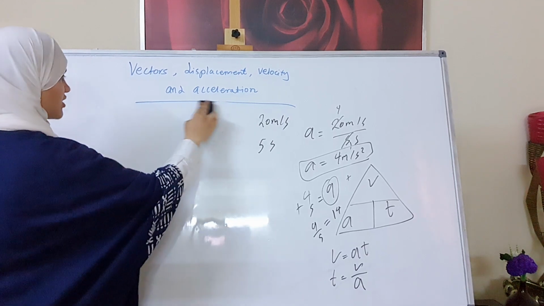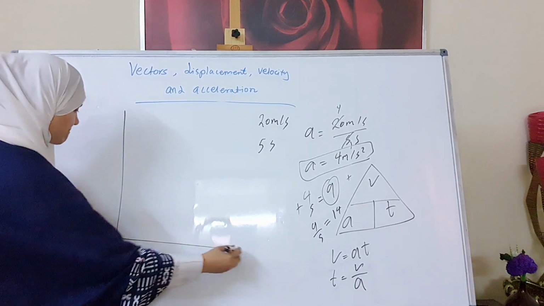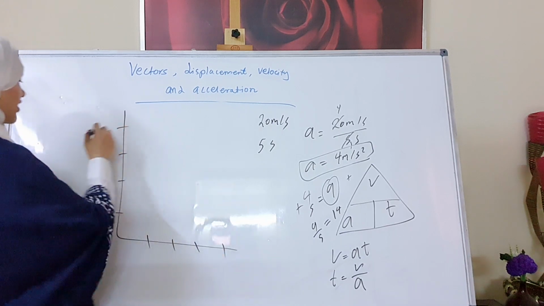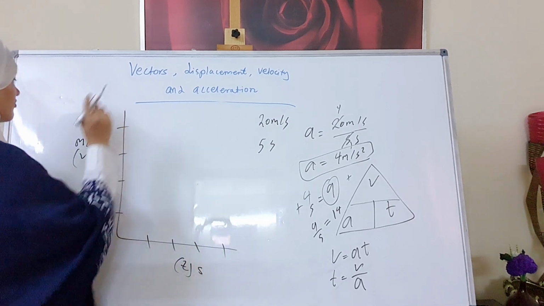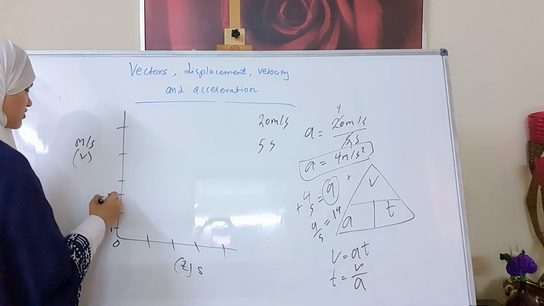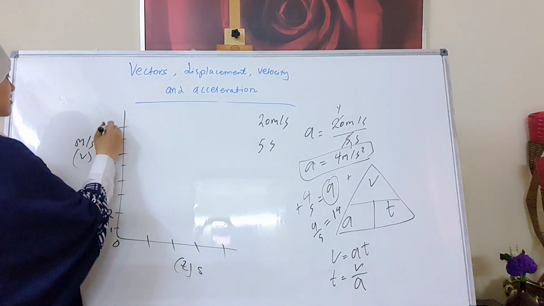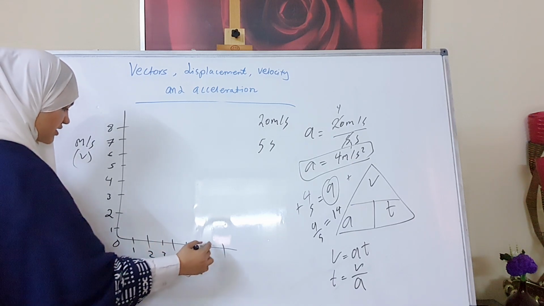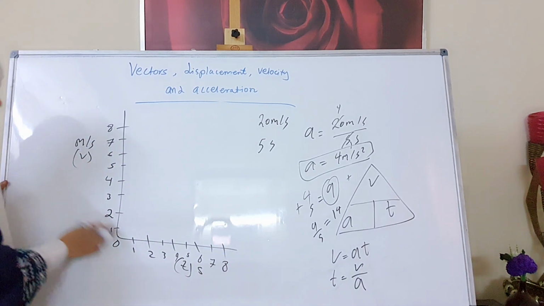For example, if we start from here, it's meters per second, which is velocity, and here, which is time, seconds. Okay, then what we have here is 2, here 1, 0, here 3, 4, here 5, 6, here 7, and here is 8. Same thing here, 1, 2, 3, 4, 5, 6, 7, and 8. Right now here we have velocity, and here we have time.